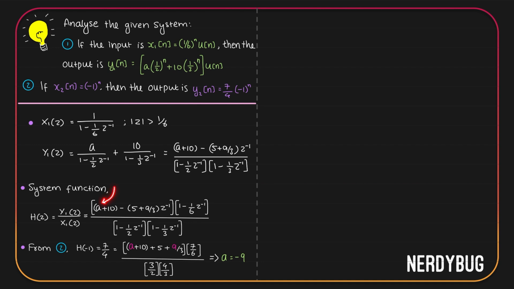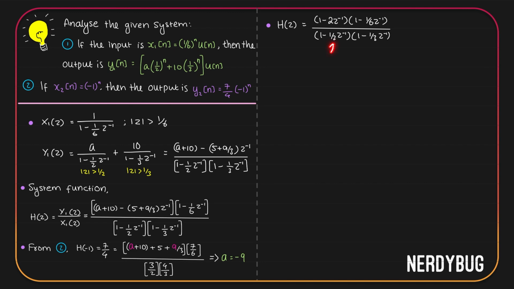Let us put the value of a back in this equation so we get our actual h of z. A plus 10 becomes minus 9 plus 10, which is 1. 5 plus a by 3 will become 5 minus 9 by 3, 5 minus 3, that is 2. So this whole thing becomes 1 minus 2z inverse. So h of z is simply 1 minus 2z inverse multiplied by 1 minus 1 by 6 z inverse divided by 1 minus 1 by 2 z inverse multiplied by 1 minus 1 by 3 z inverse. So we found the transfer function of the system.